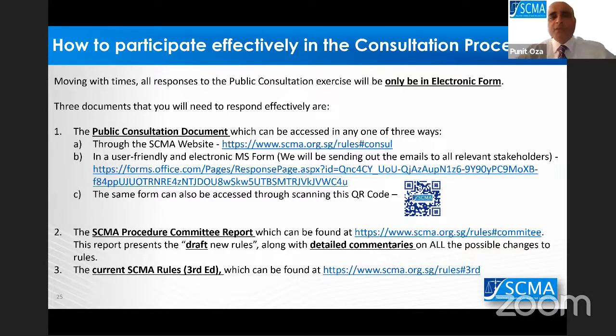So moving with the times, all the responses to the public consultation will only be in electronic form. So people sending in mails and letters, sorry, but that's not happening this time. It's going to be only electronic form. The three documents that you will need to respond effectively are, first and foremost, the public consultation documents. These slides that have been created in this presentation are basically from that very document. And that document is available in two places, and obviously can be accessed in three ways.